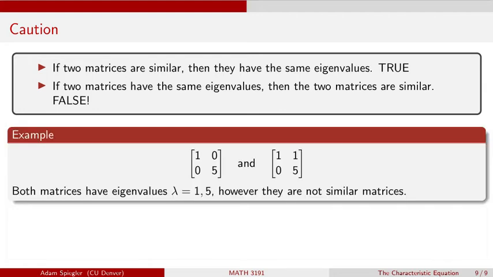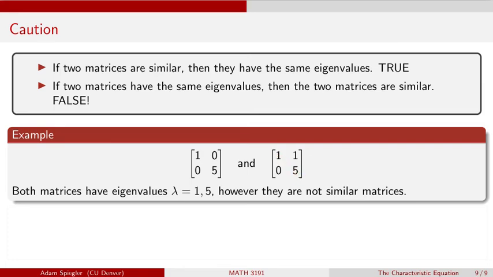And so here is an example below. The 2 by 2 matrix, where the first column is 1, 0, and the second column is 0, 5, this matrix has eigenvalues 1 and 5. And here's another 2 by 2 matrix, which is 1, 0, and 1, 5. It also, because it is a triangular matrix, upper triangular in this case, it also has eigenvalues 1 and 5.